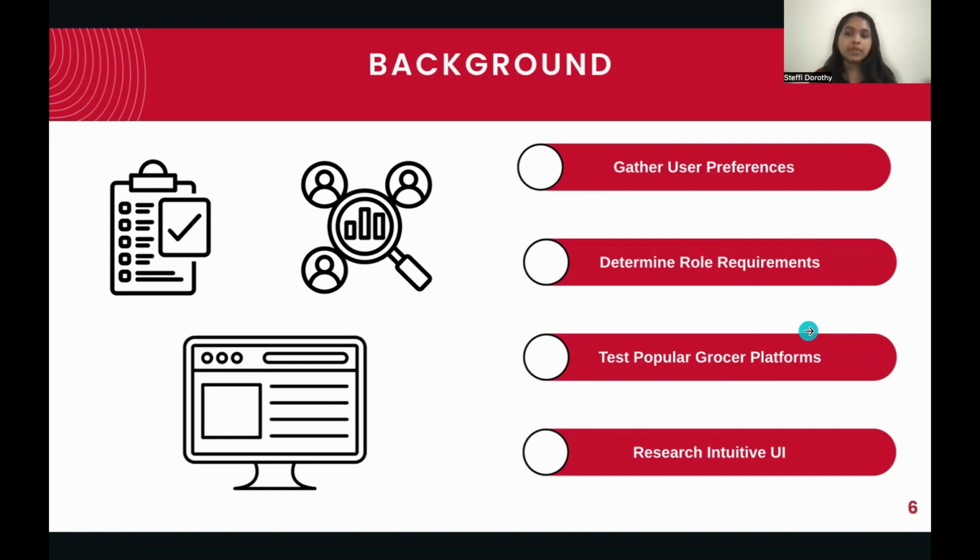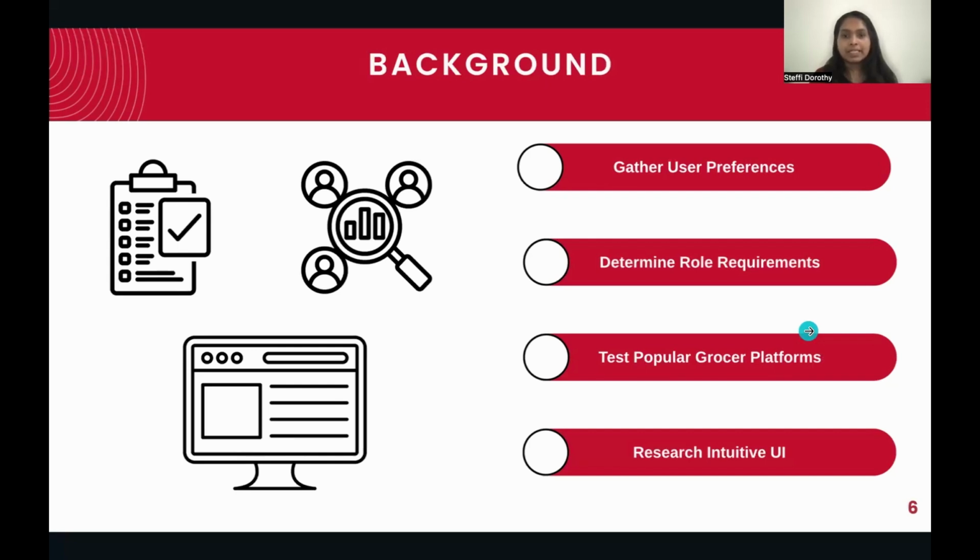We also took into account the role requirements for each user. For example, inventory managers need a system to monitor stock levels, receive alerts for low stock, and manage product orders. Employees, on the other hand, need an interface to assist customers and track product movement within the store. This way, each user can perform their role efficiently within the platform.